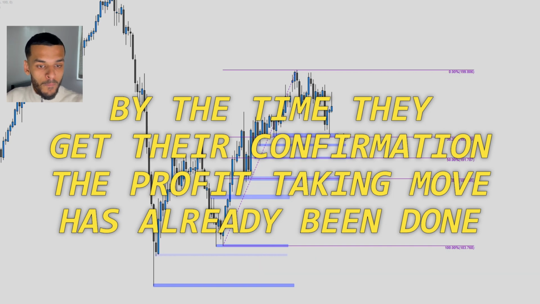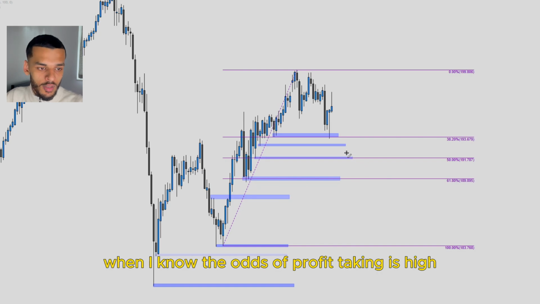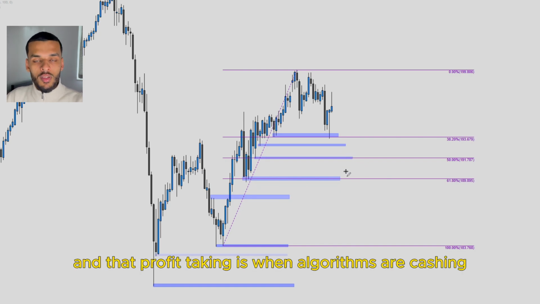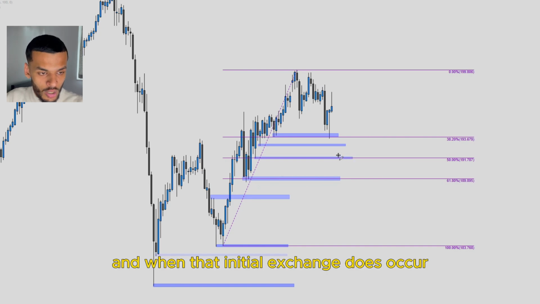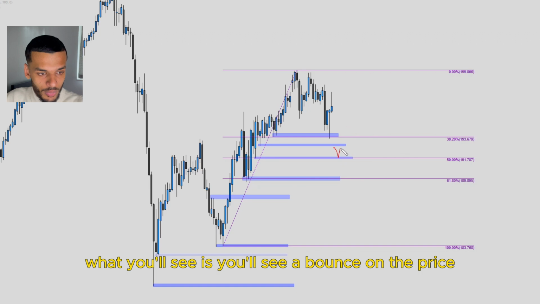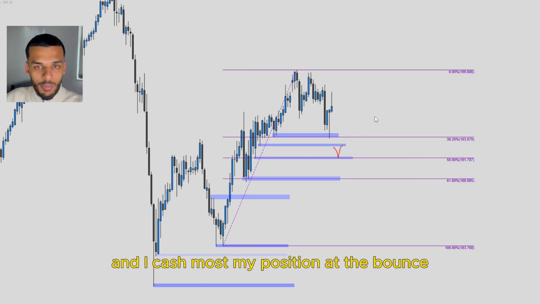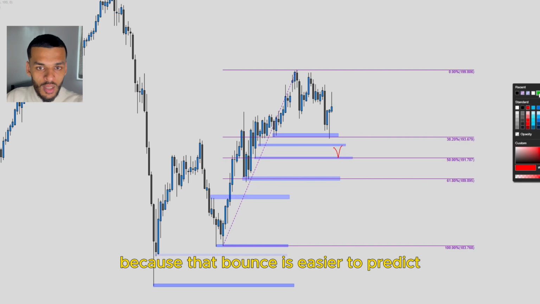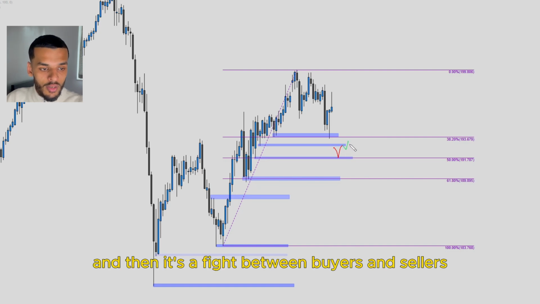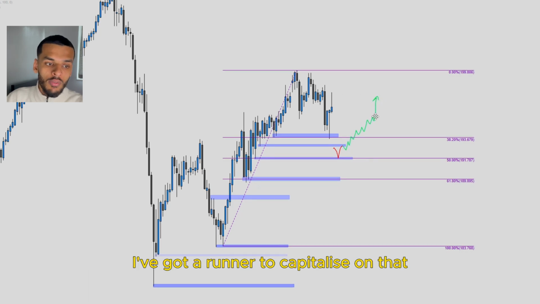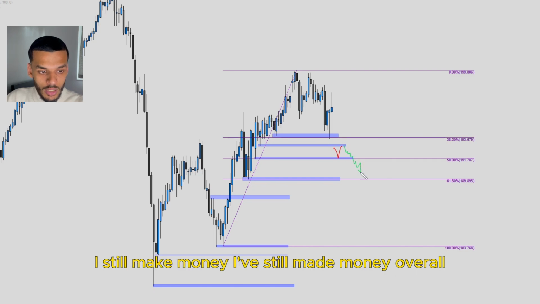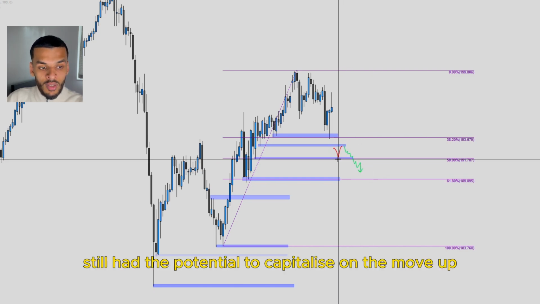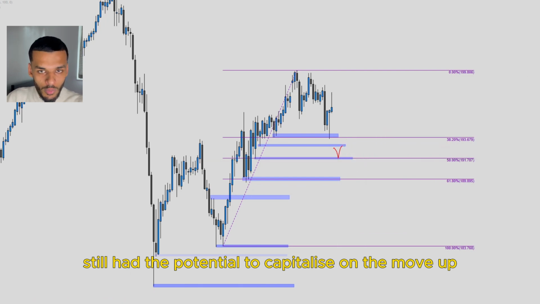I'll set a pending. I'll only get in when I know the odds of profit taking is high, and that profit taking is when algorithms are cashing their positions at the fib, when even traders who've got take profits or entries. And when that initial exchange does occur, what you'll see is a bounce on the price, and I cash most of my position at the bounce because that bounce is easier to predict, and then it's a fight between buyers and sellers. Then if there's more buyers, then price will go up. Great, I've got a runner to capitalize on that. And worst case scenario, if it continues to go down, I still make money. I've still made money overall, but I still had the potential to capitalize on the move up.